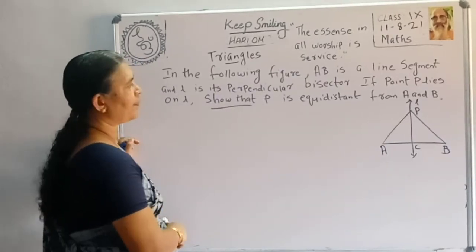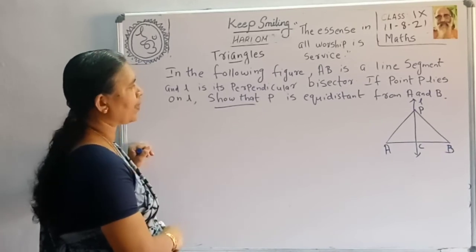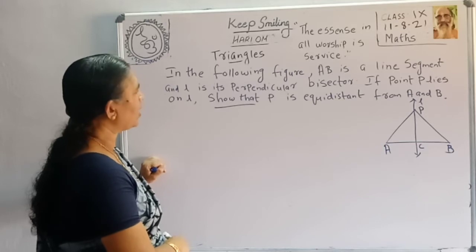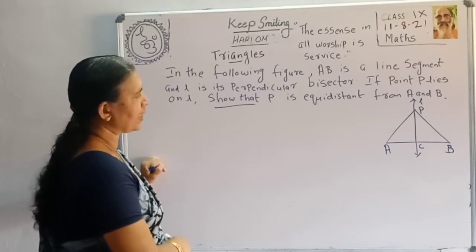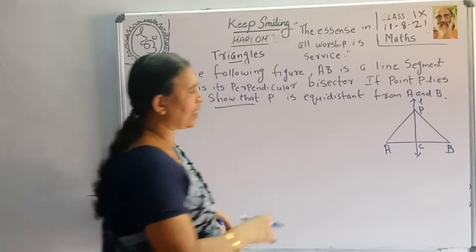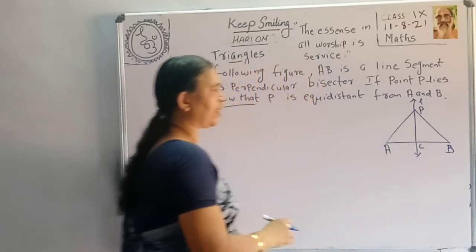In the following figure, AB is a line segment and L is its perpendicular bisector. If point P lies on L, show that P is equidistant from A and B. Then look at the two triangles here. Two triangles are there, triangle PAC and triangle PBC.